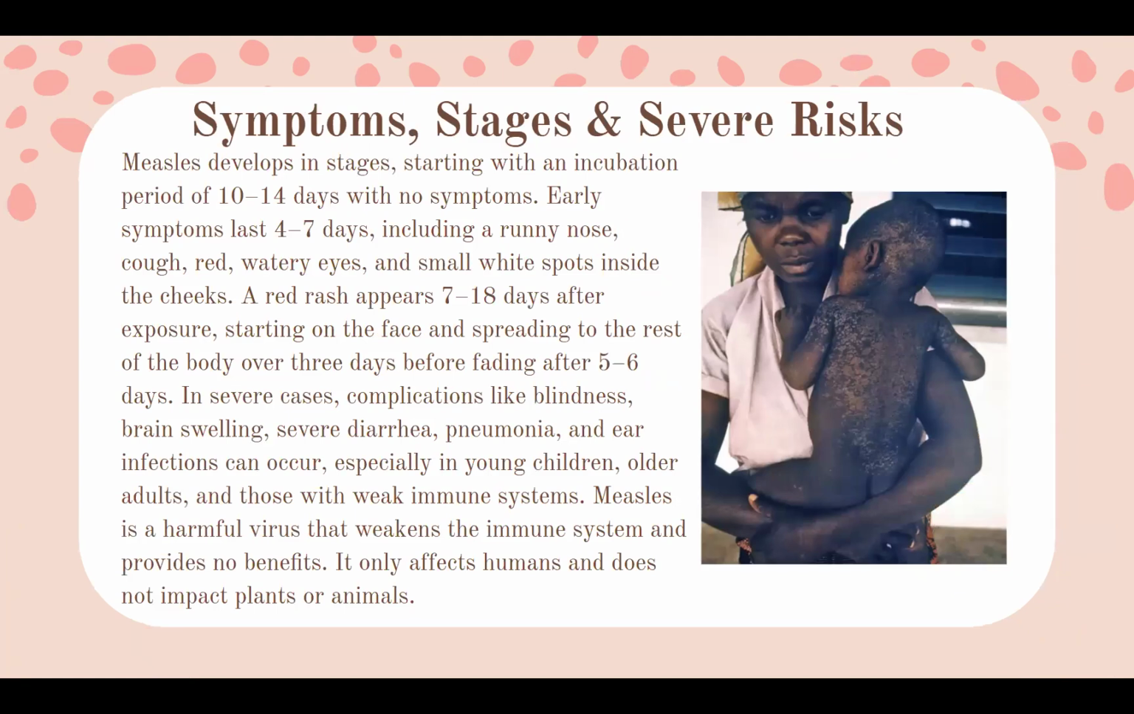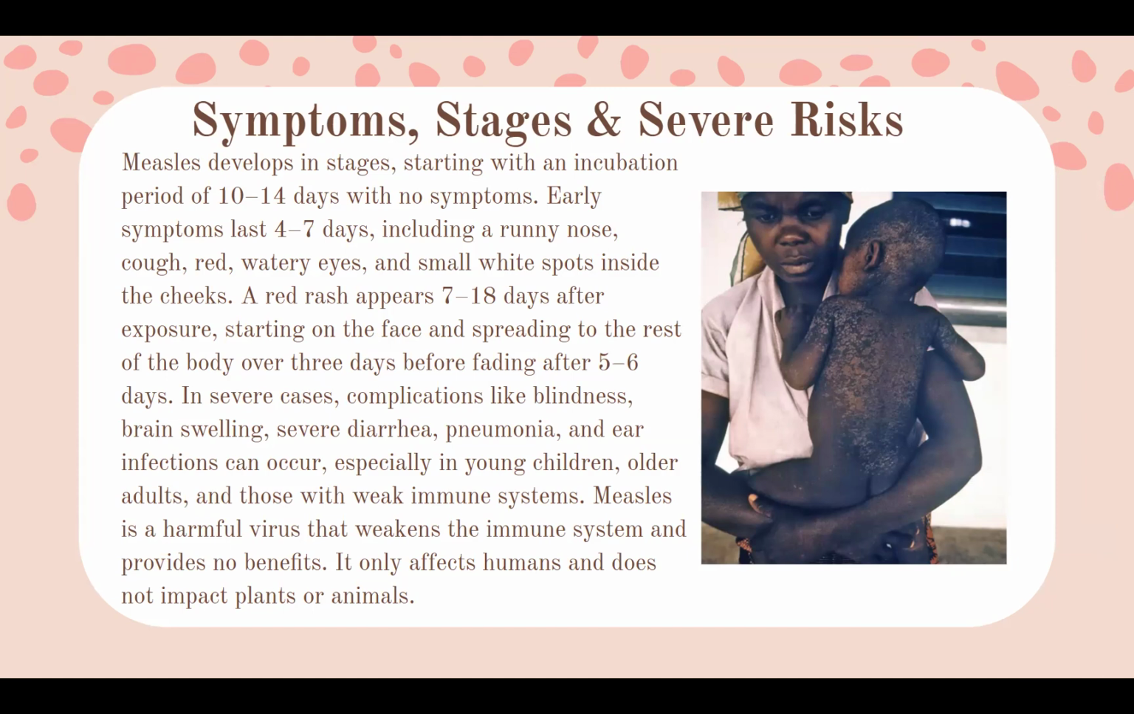Symptoms, stages, and severe risks. Measles develops in stages starting with an incubation period of 10 to 14 days with no symptoms. Early symptoms last 4 to 7 days, including a runny nose, cough, red, watery eyes, and small white spots inside the cheeks. A red rash appears 7 to 18 days after exposure, starting on the face and spreading to the rest of the body over 3 days before fading after 5 to 6 days.